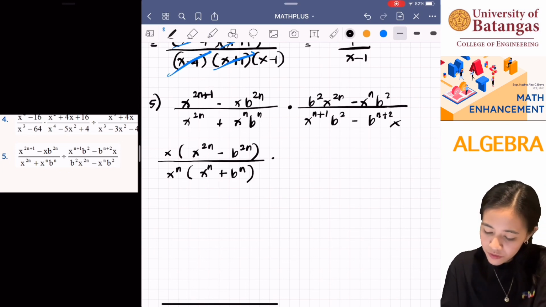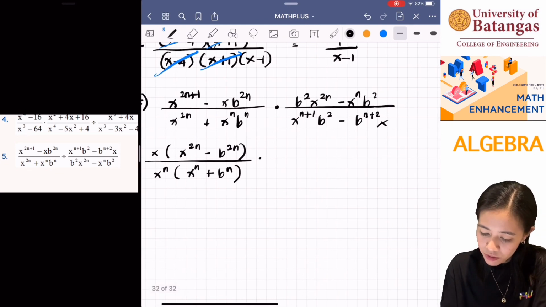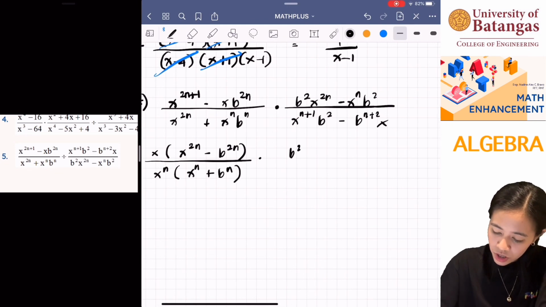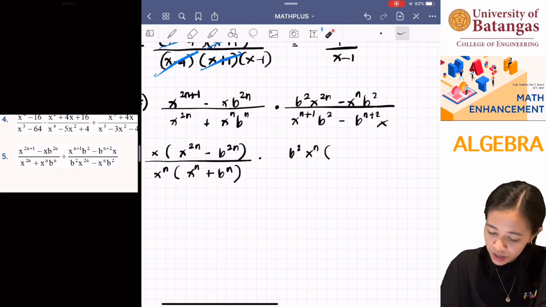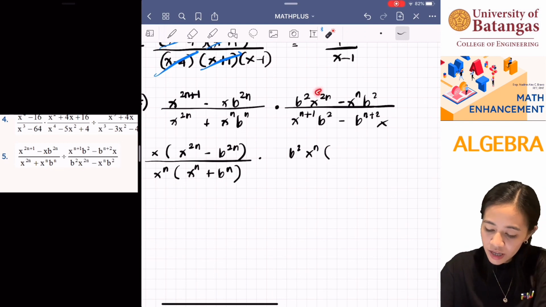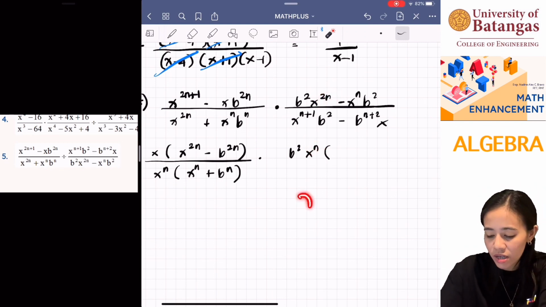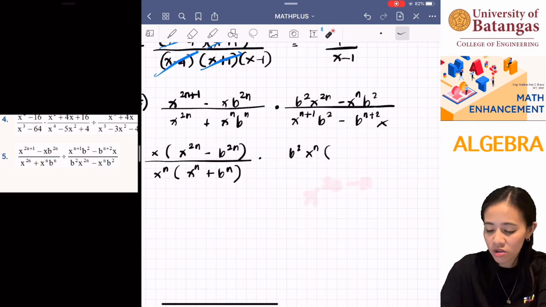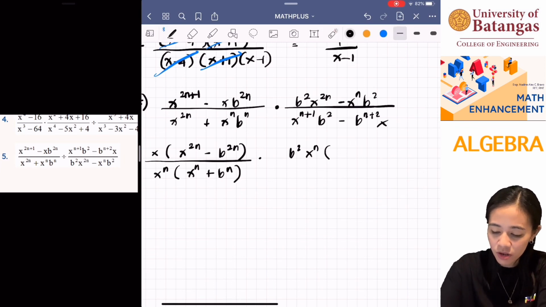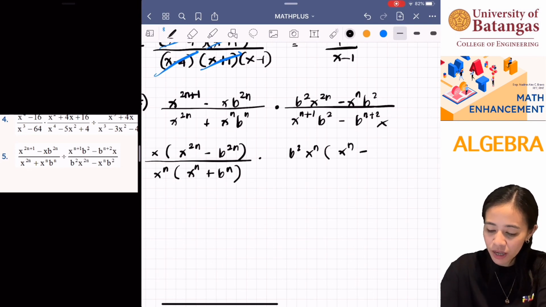Okay, times, in the next fraction, common si b squared, tsaka si x raised to n. So, I will have this divided by this. I will get x raised to n. Tatandaan ha, subtraction. Kapag nag-divide ka ng x raised to 2n all over x raised to n, huwag mo ika-cancel yung n ha. Okay, ang ginagawa natin ay minumultiply, sinusubtract natin ha. Magiging x raised to 2n minus n yan. So, ang sagot natin, x raised to n. Okay, so that would be x raised to n minus 1.